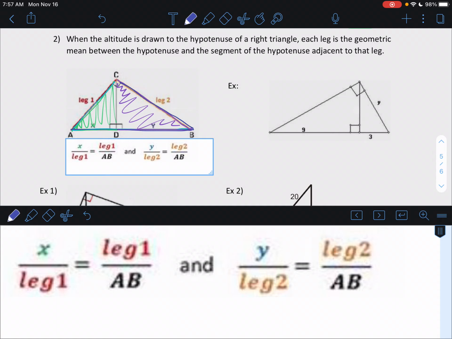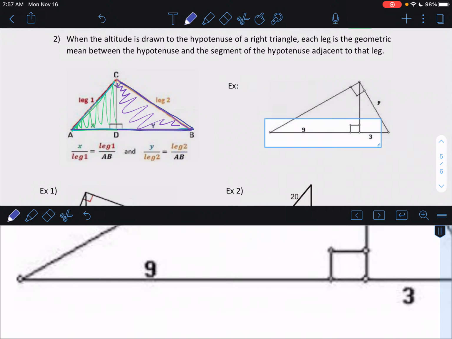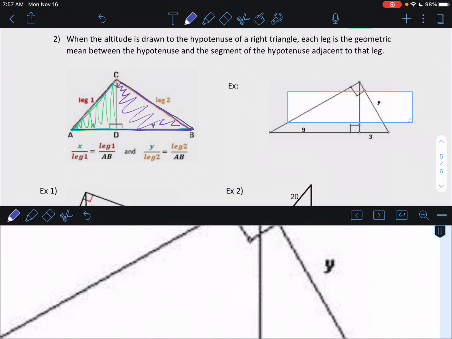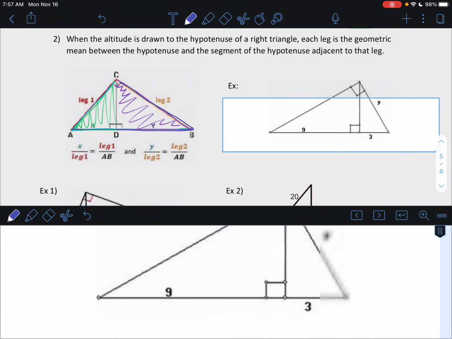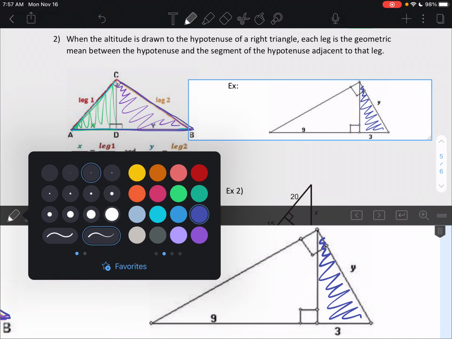So there are several proportions we could set up. We just need to be able to figure out which ones we are actually able to set up using what's given. So this example here, I have a 9 there, I have a 3 there, and I have a y there. So let's see. I need to figure out which of my 3 triangles I'm going to be using here. So if I'm looking at this smaller triangle, I have a hypotenuse and I have a short leg. Okay, I can work with that. There's 2 measures there that I'm able to use.